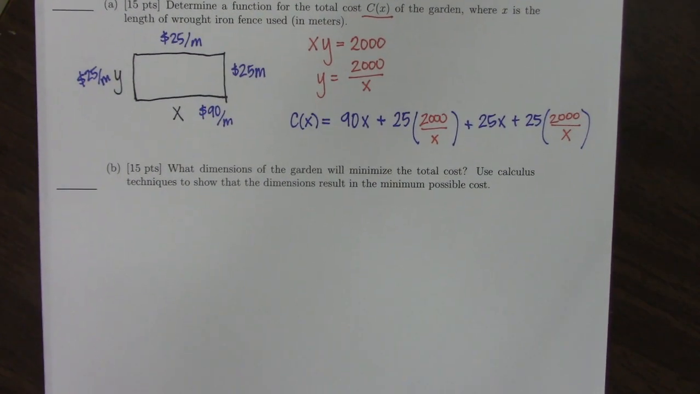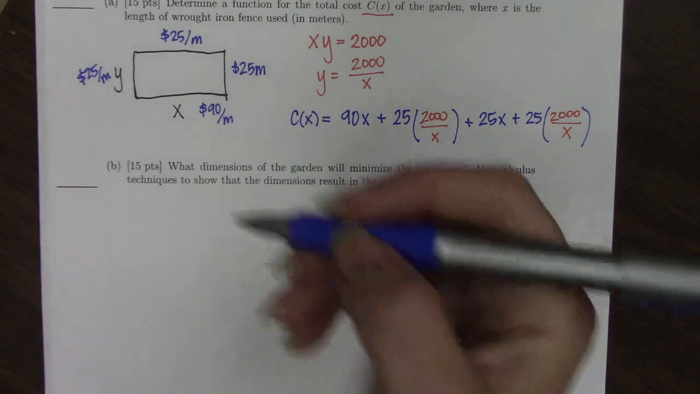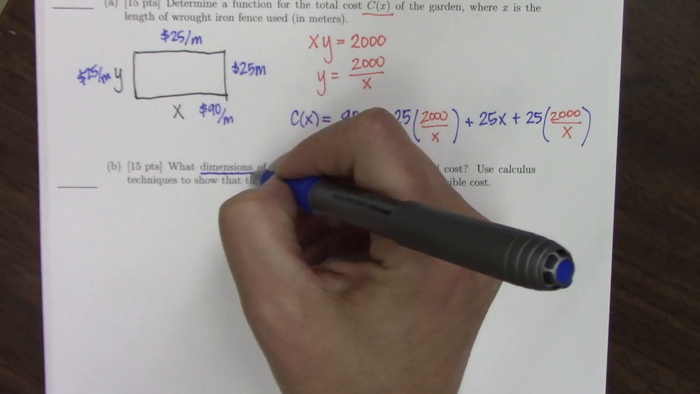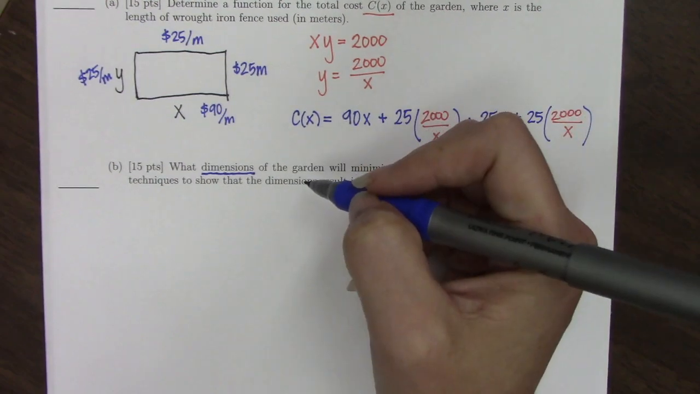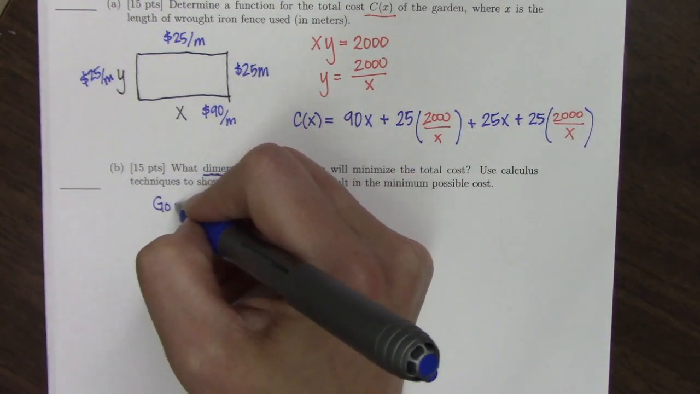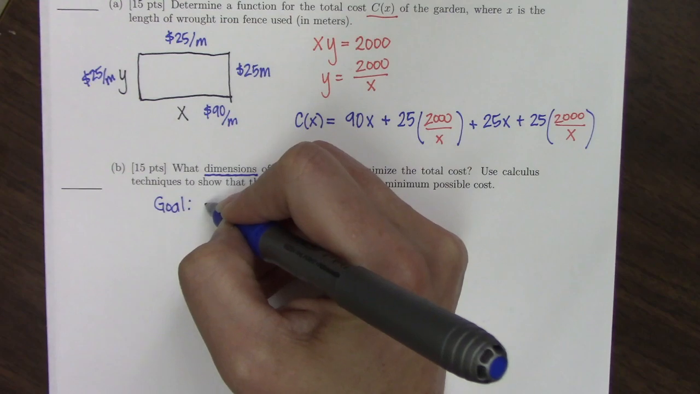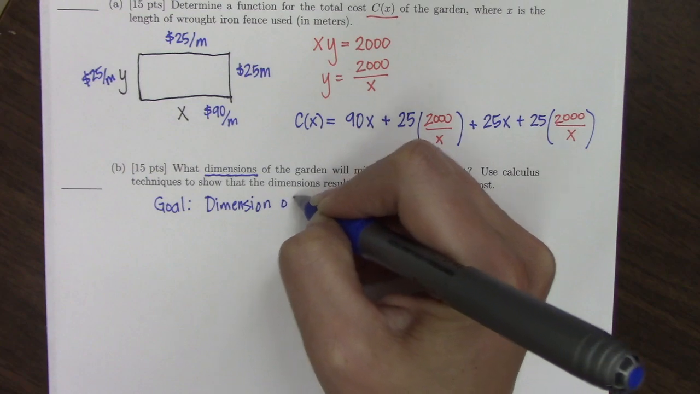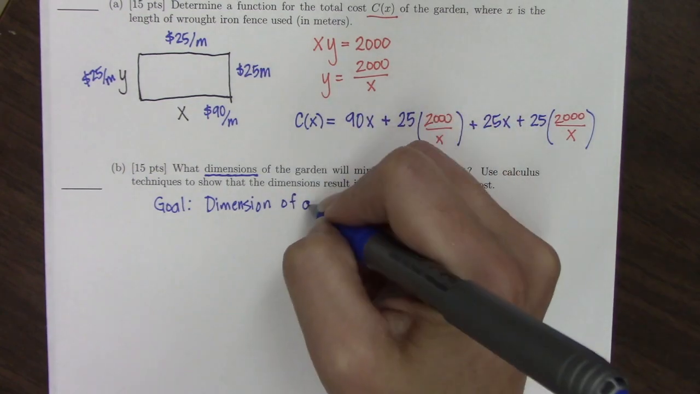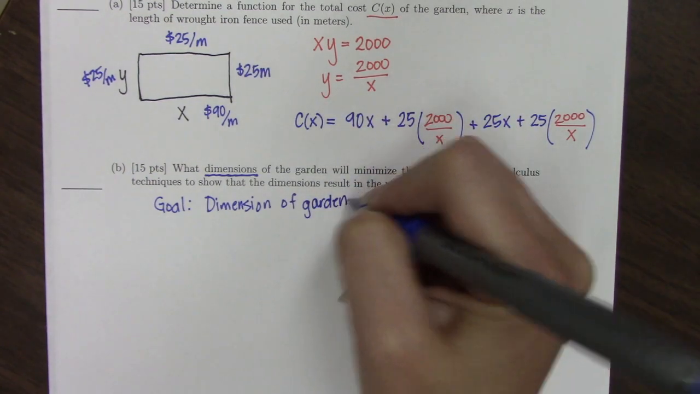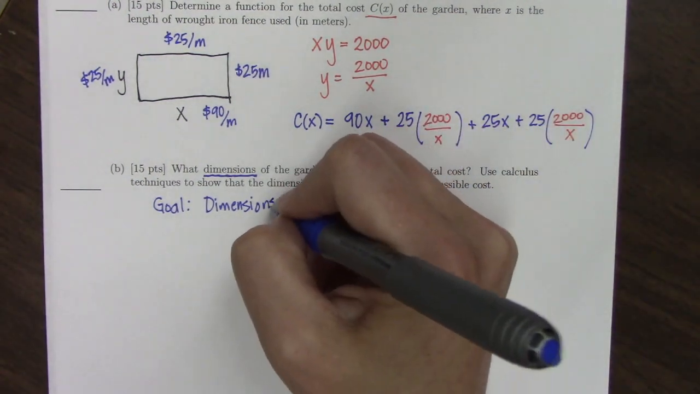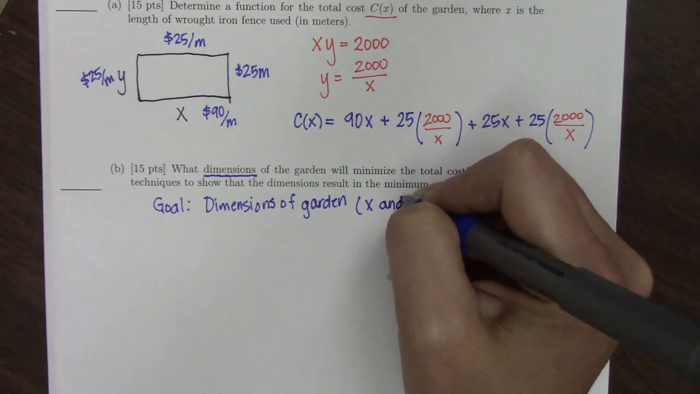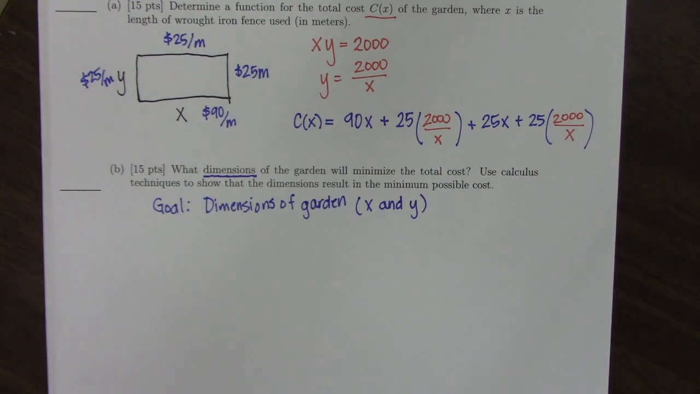Part B says, what dimensions of the garden will minimize cost? So this is really important. The final answer wants the dimensions of the garden, so that's going to be returning both x and y. So I like to write that down so I don't forget when I'm done with all my math that I need to make sure that I report back the dimensions of the garden. I'm even going to write here, that's x and y. So we're going to work in variable x to solve the problem, but we want to make sure we return the right information at the end of the problem.